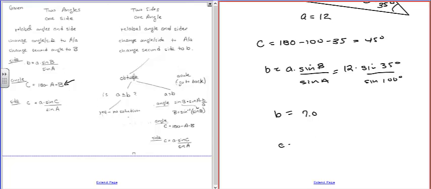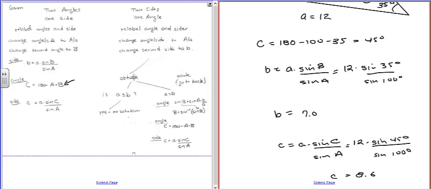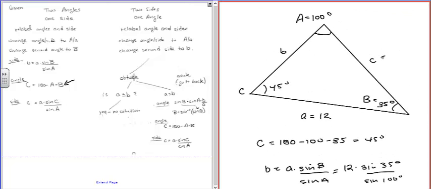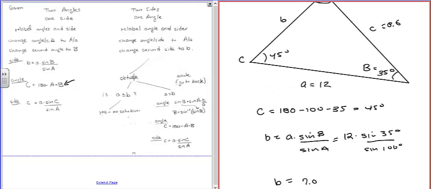Then you can find side C. It's going to be side A times the sine of angle C over the sine of angle A. So side A again is 12. C was 45 degrees. A is 100 degrees. Plug those in. 12 times the sine of 45 divided by the sine of 100. And I get C is 8.6. So this is 8.6. This is 7.0.